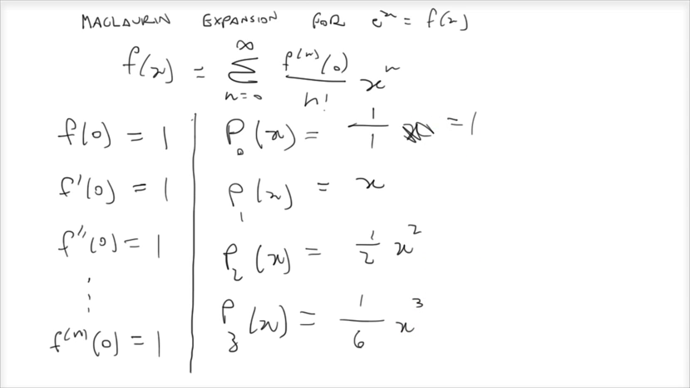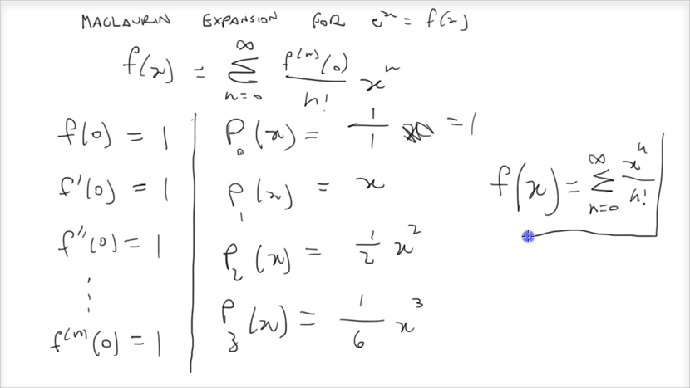So now we can see a pattern. We can write out our general term, and we can then write out f of x is equal to this. We see that the denominator is still going to be n factorial. We've always got a 1 on top, so we don't need to write that out. And the x is just going to be x to the n. So that is the MacLaurin expansion for e to the x.